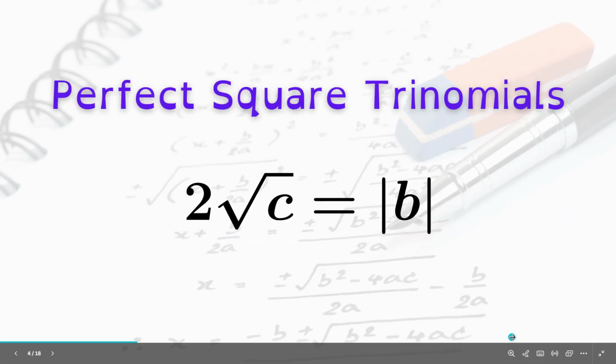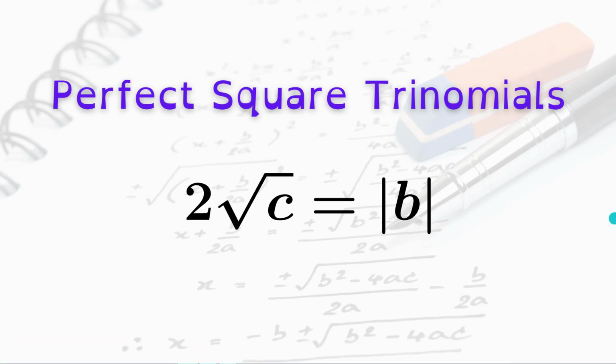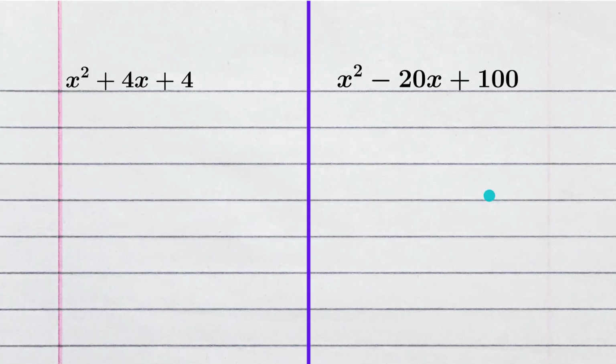And so you know you have a perfect square trinomial. If you remember going back to what we're used to, put it in ax squared plus bx plus c equals 0. If the square root of c times 2 is equal to your middle number, then it's a perfect square trinomial. Let's practice with a couple of these.